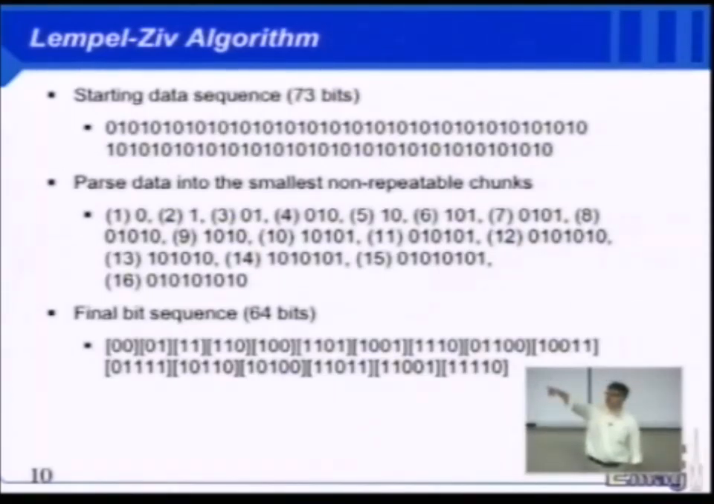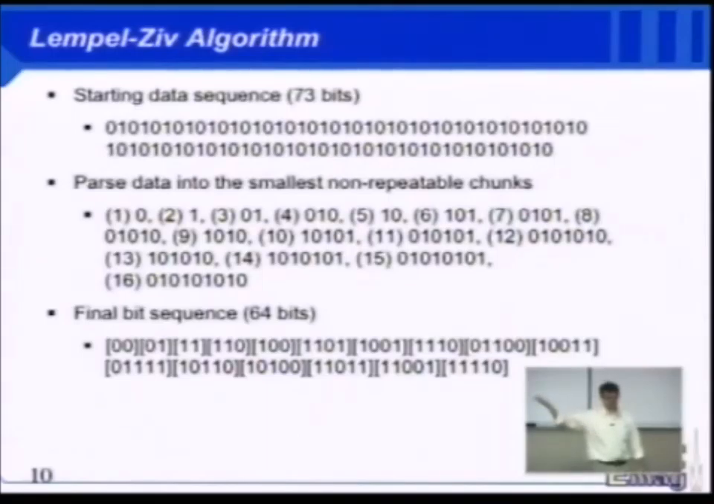I parsed it into the way that the Lempel-Ziv algorithm would parse it, and then I represented it the way that the Lempel-Ziv algorithm would represent it. And you see, I actually do go from 73 bits to 64 bits. And in the limit, if I had an infinite number of bits, I'd find that compression ratio would actually get close to zero for the Lempel-Ziv.